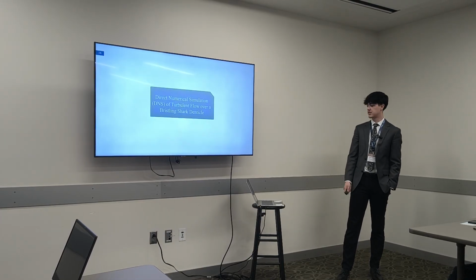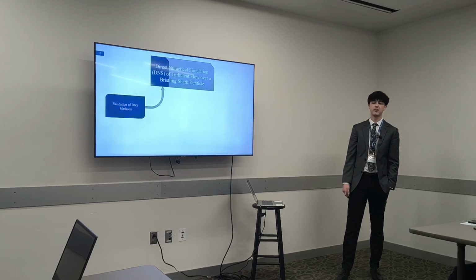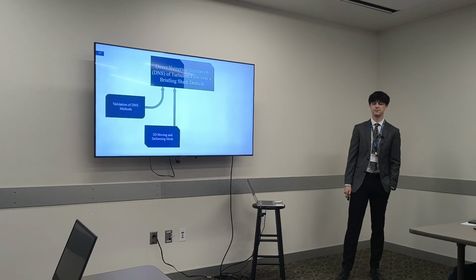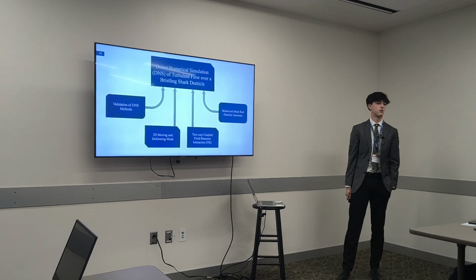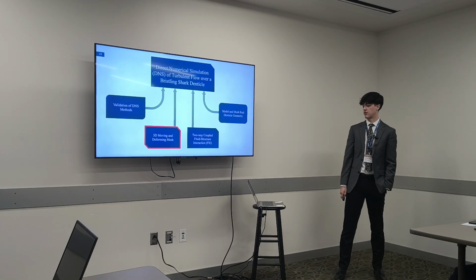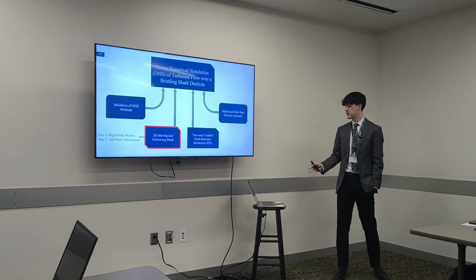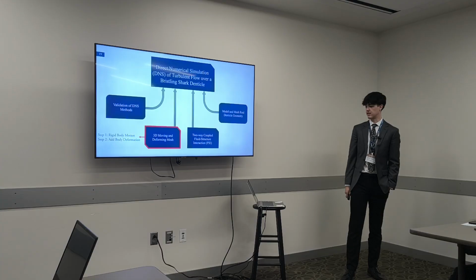And so here we have 4 steps to take throughout the span of this research topic. First, we have our validation of the direct numerical simulation methods, and then creating a 3D moving and deforming mesh, and then our two-way coupled fluid structure interaction, and then finally model and mesh our real denticle geometry. And so right now we're in this section of our method, starting with 2 steps, rigid body motion, and then adding that body deformation.